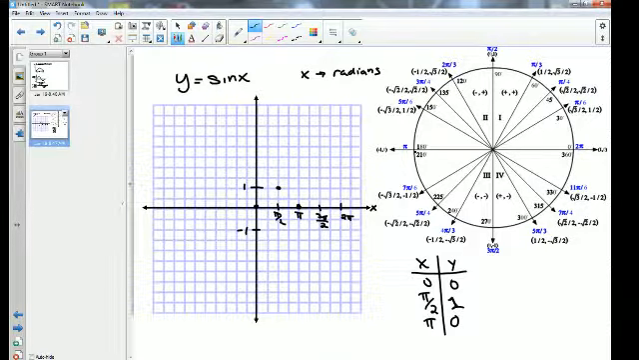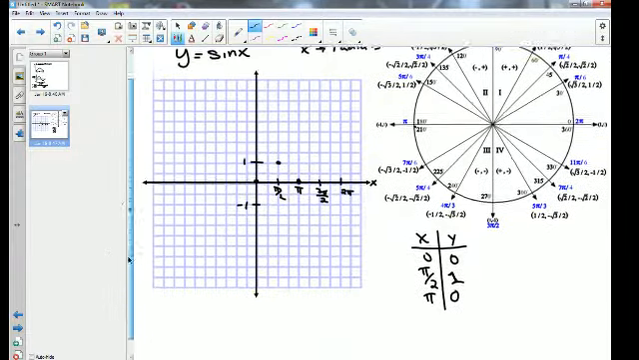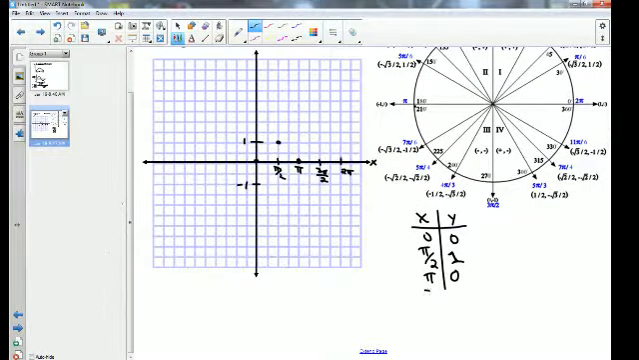All right, so we've got our first half of the cycle, right? What are we going to have at 3 pi over 2? Yeah, -1. And then at 2 pi, we're going to end up back at 0. So your curve, boom, right there. Okay. That's your generic sine curve.